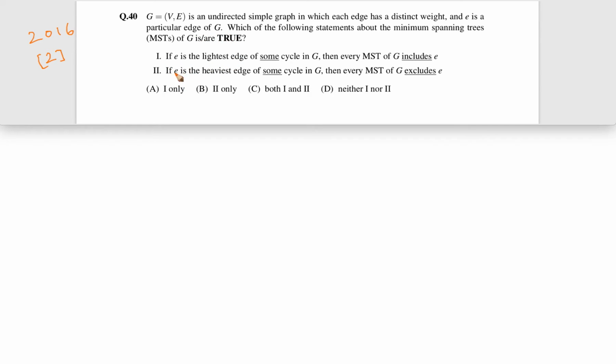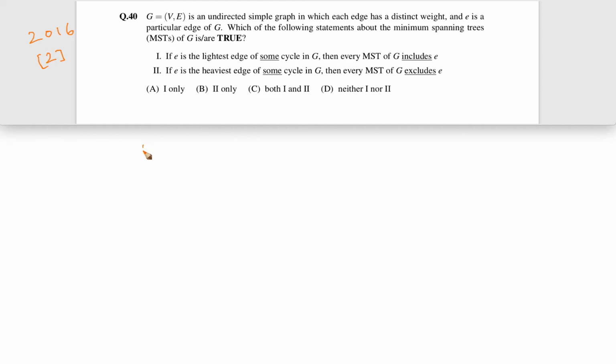And about e, these two statements are given with respect to a minimum spanning tree, MST, of a particular graph G. Which of the statements are correct with respect to any particular edge e? If edge e is lightest and if edge e is heaviest, what are the things we are expecting to happen? If e is the lightest edge in some cycle of G, then every MST of G includes e. Now, actually, this statement is false. This I can show you by a counter example.